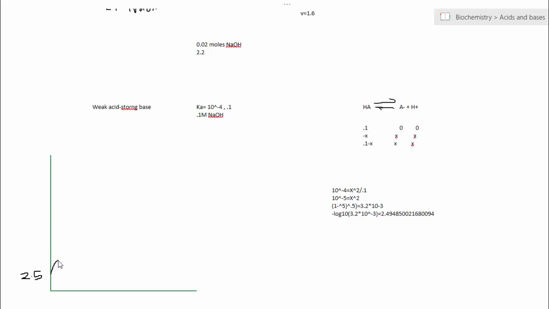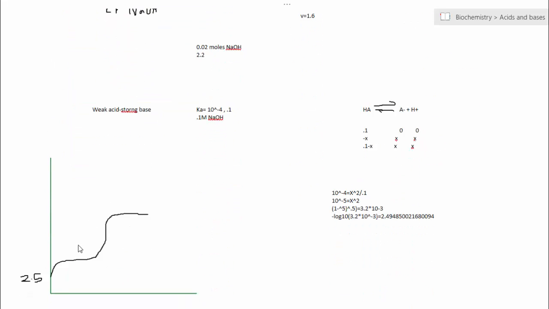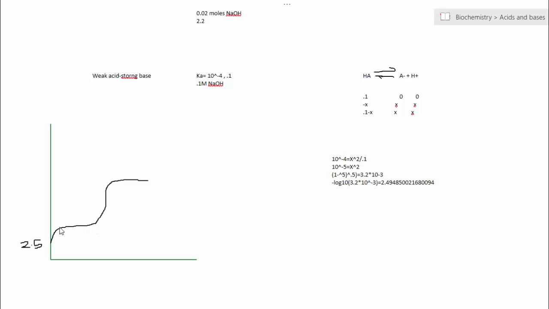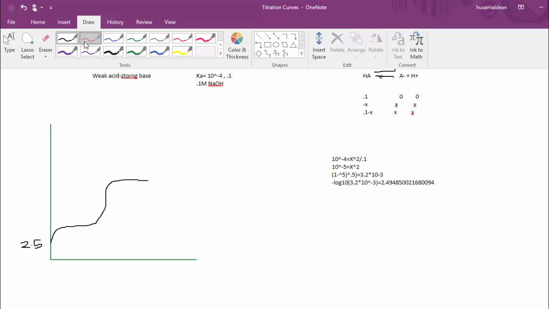It rises slowly to a plateau phase, then rises again at the equivalence point, and then like this. If you notice, this is smoother than the previous one, and there is a slight change here, and it is not a complete change. It is not like this. It is still resisting the change in pH, and it is most effective around this point. Let me color it red.